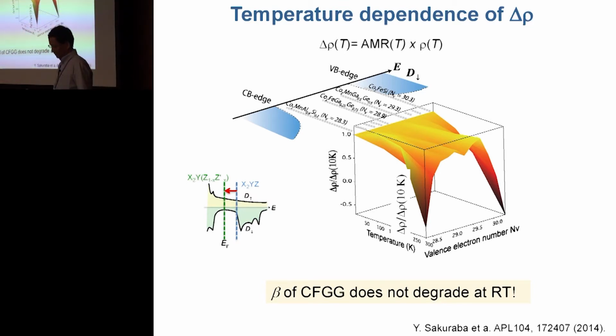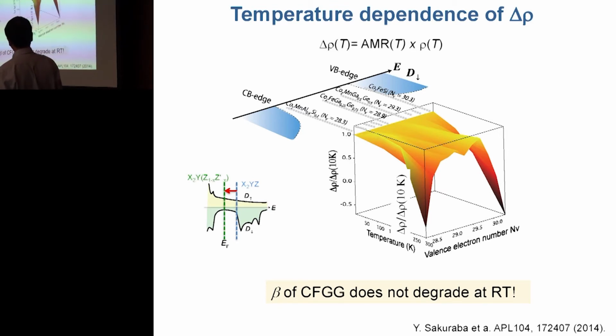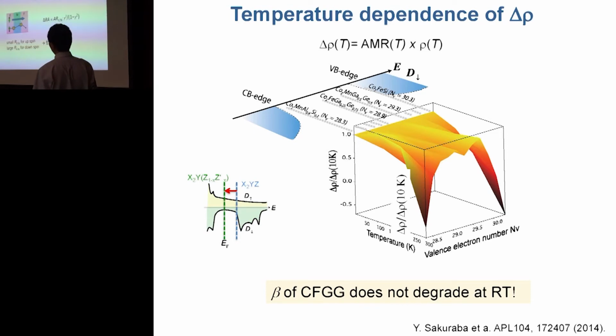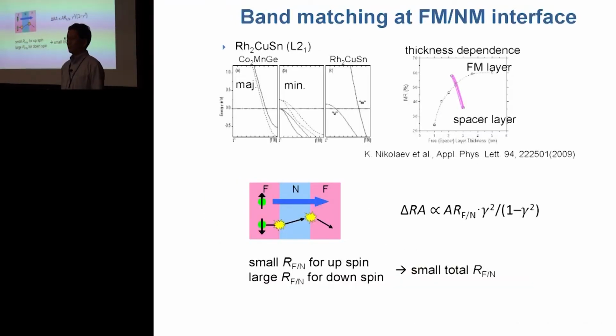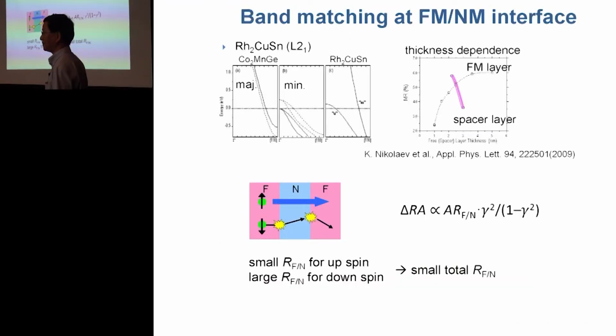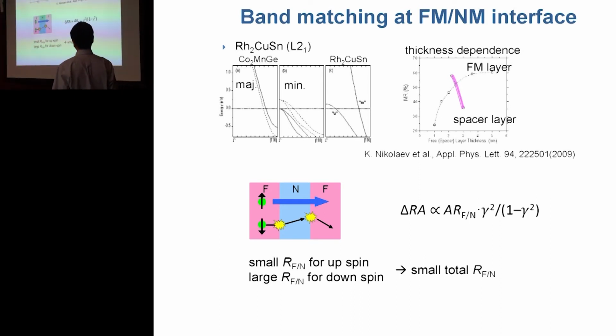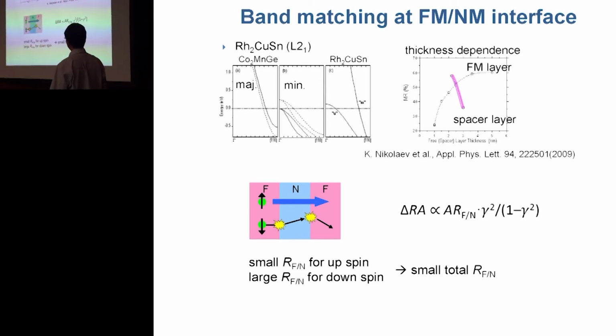So in order to keep high magnetoresistance using this material, we have to somehow improve the interface, particularly improve the thermal stability of the magnetization of the interface. So how can you improve the CPP-GMR output?